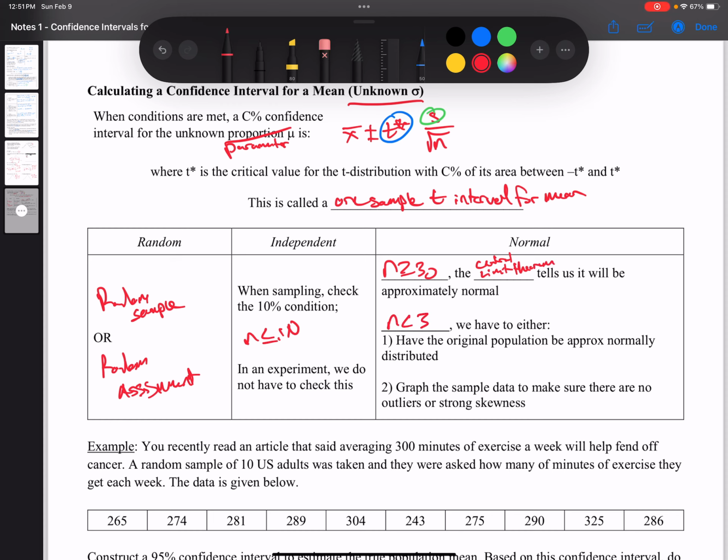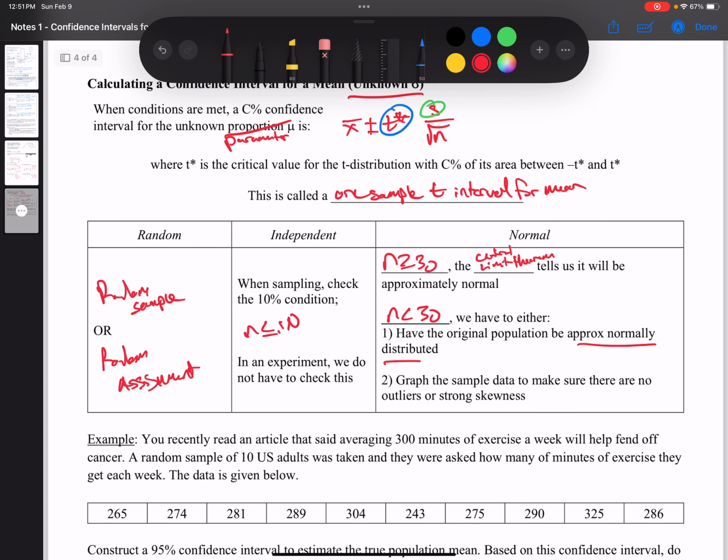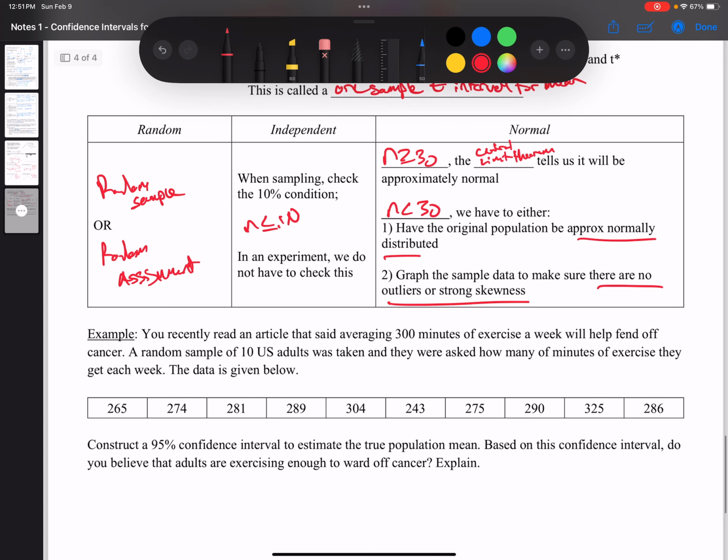When n is less than 30, we have to do one of two things. Have the original population be approximately normal, or we can graph the sample data to make sure there's no outliers or strong skewness, okay? So we're going to check with that later on. That's a new topic to talk about. All right, so look at an example.